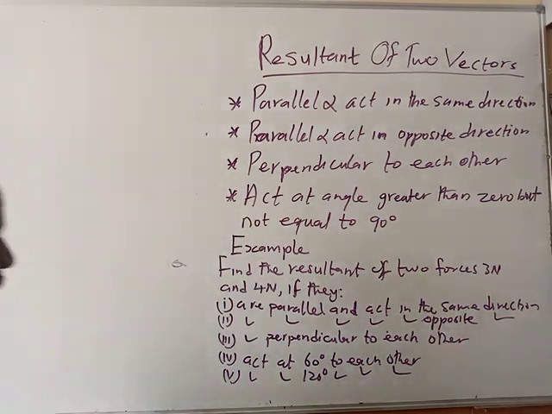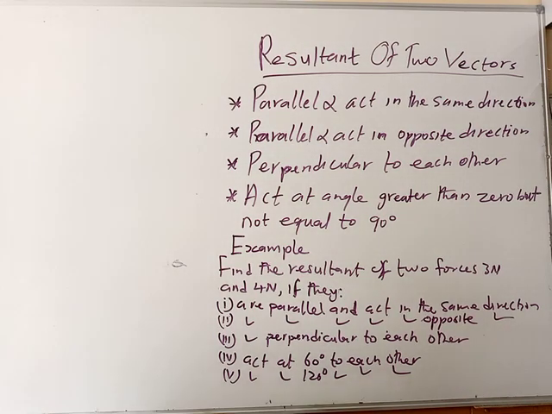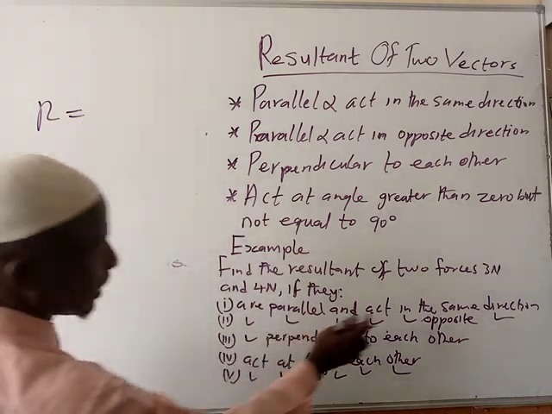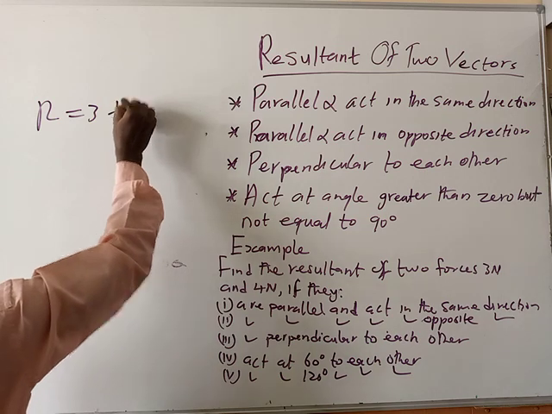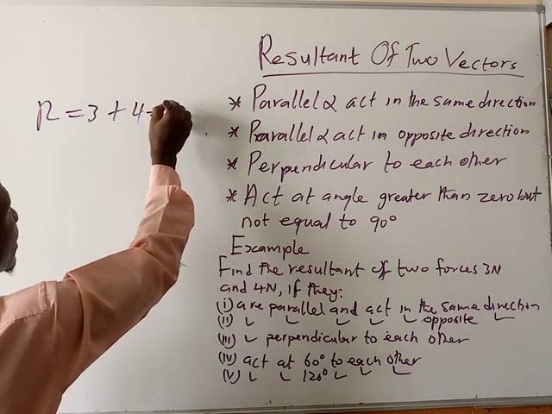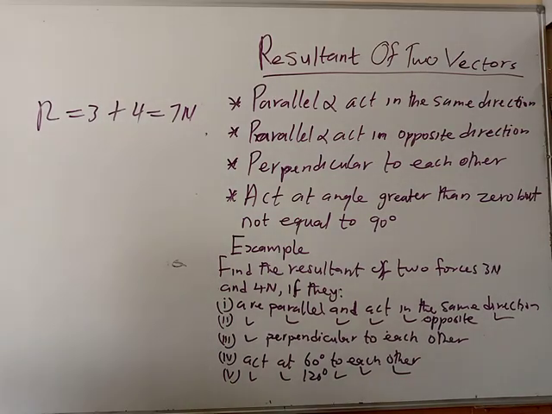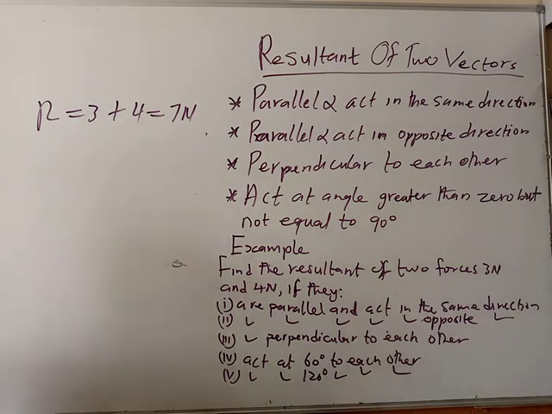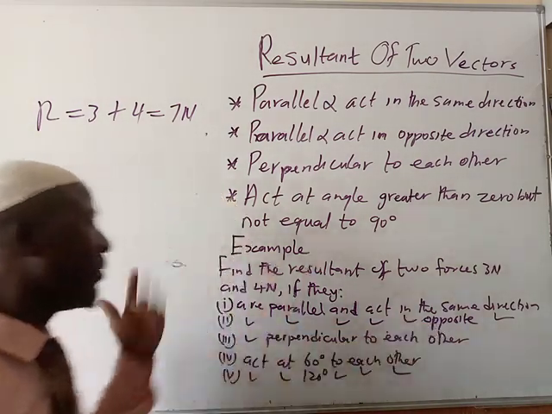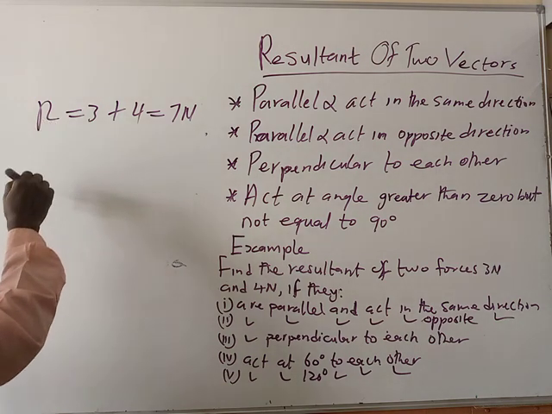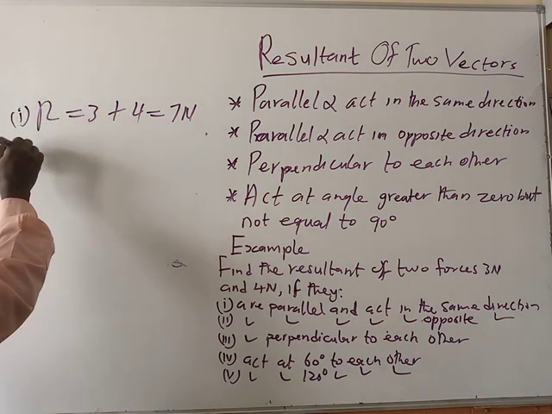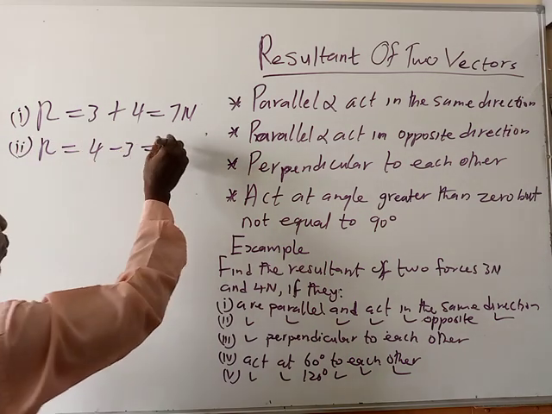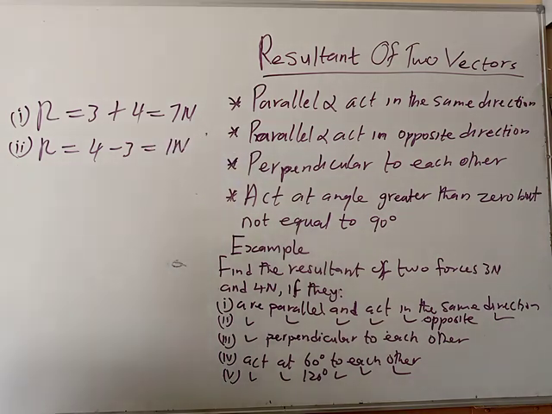Let's start from the first one. That is, if they are parallel and act in the same direction. Therefore, the resultant vector will be 3 plus 4, which is equal to 7 Newton. But if they are parallel but act in opposite directions, in that case you subtract the smaller one from the bigger one, which will give us the resultant. For the second one, we have R is equal to 4 minus 3, which is equal to 1 Newton.